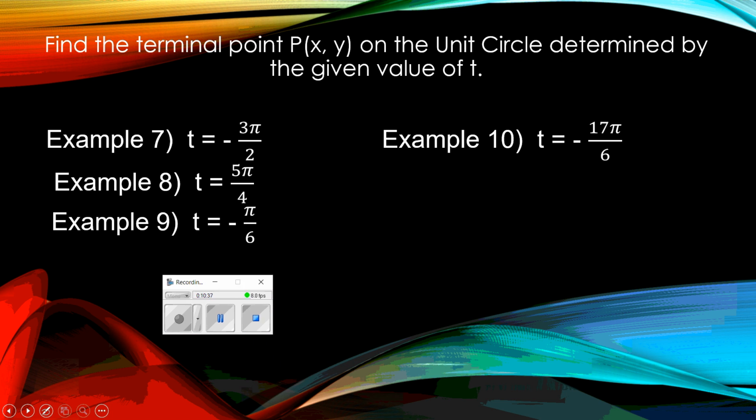Okay, so talk to your neighbor about negative 17 pi over 6. What does that mean? Right, you're going to have to go all the way around and then some more. Talk to your neighbor, see if you can figure it out, and we'll get back together. We know that we're going to have to rotate more than once around.